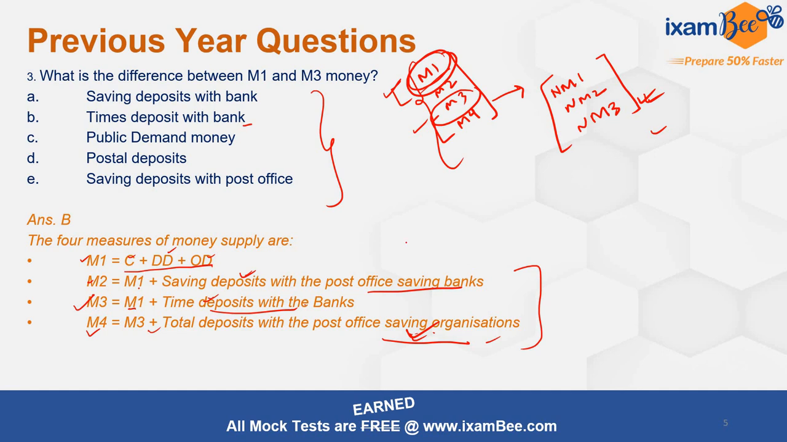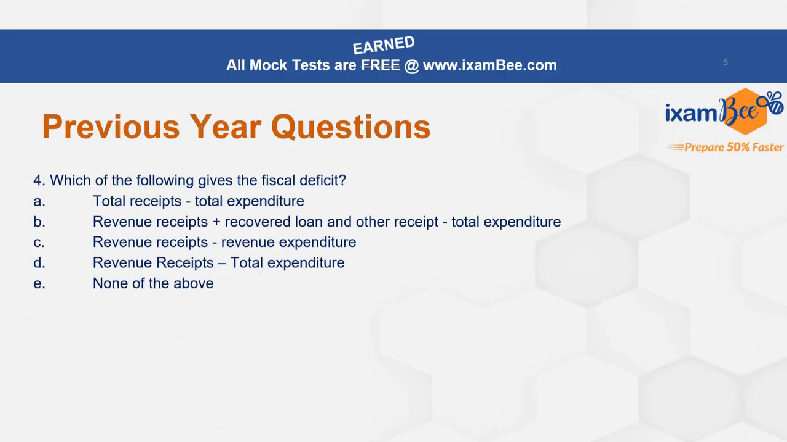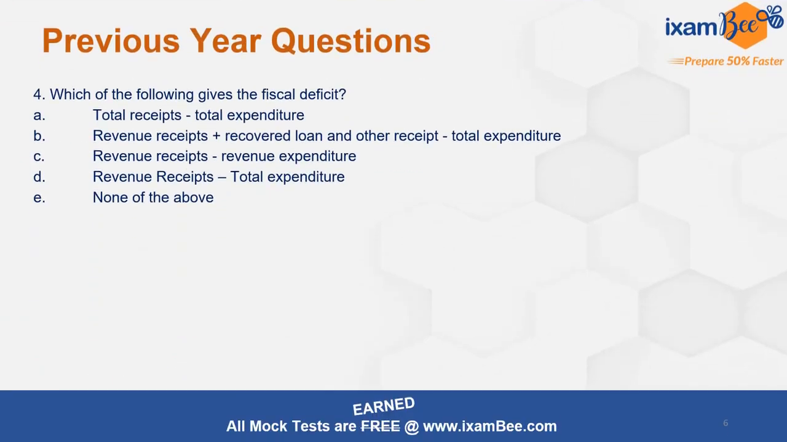So that's the difference. Next question is, which of the following gives the fiscal deficit? Now see, we know what fiscal deficit is. It is approximately the total borrowings, right? There are different ways that you can find out fiscal deficit. Among these options, what is the most appropriate one? That is what you have to find out.